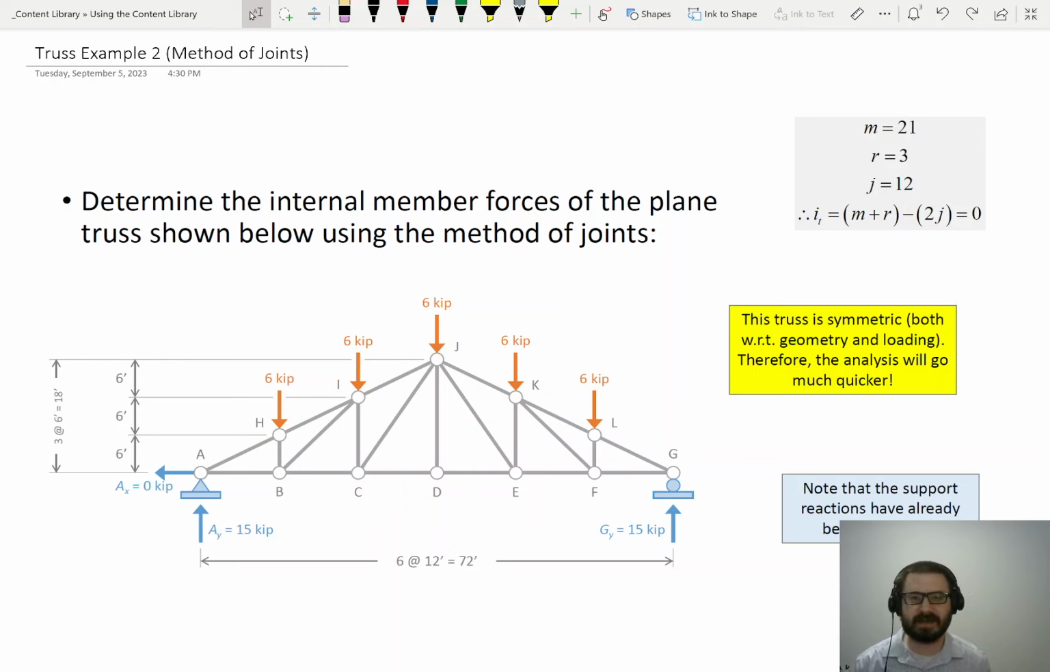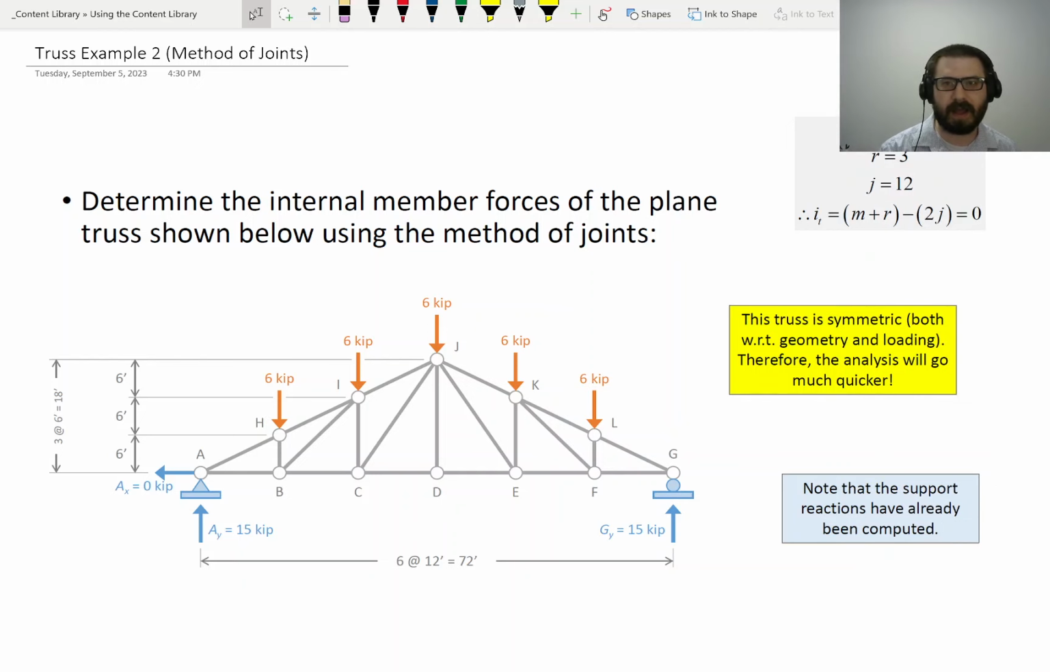So I went ahead and did this calculation. There are going to be two homework problems where you have to compute IT. It's fairly plug and chug, so there's not really a lot of effort that goes into it. I just wanted to point that out. Okay, I'll move my camera back up here.